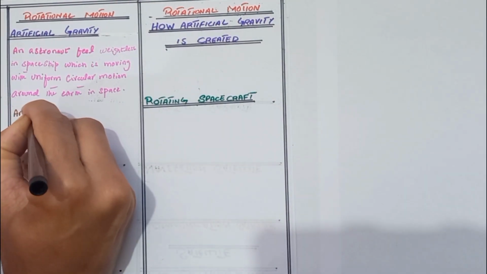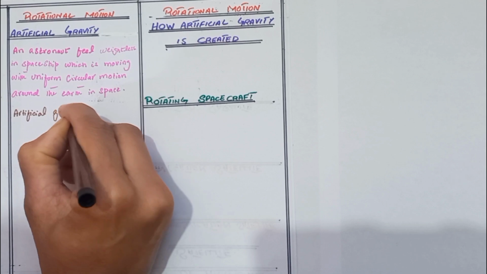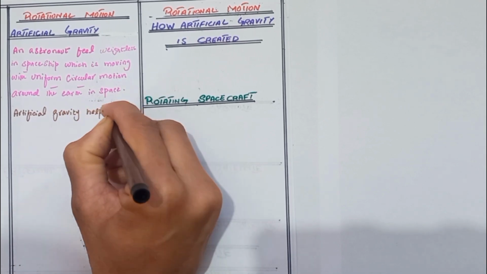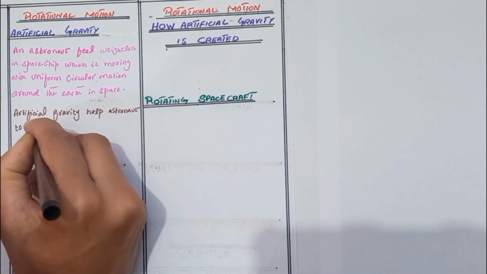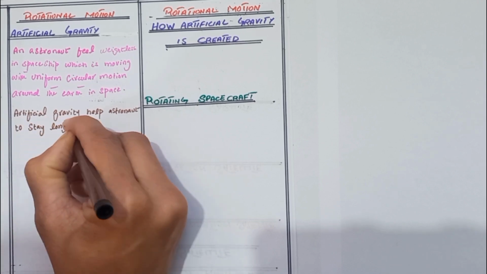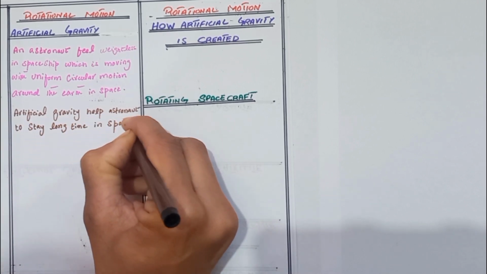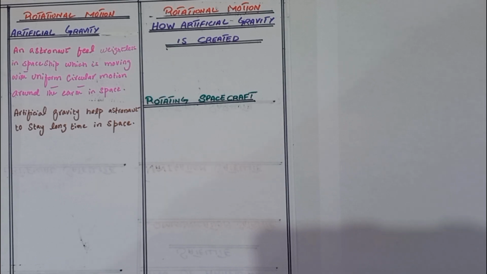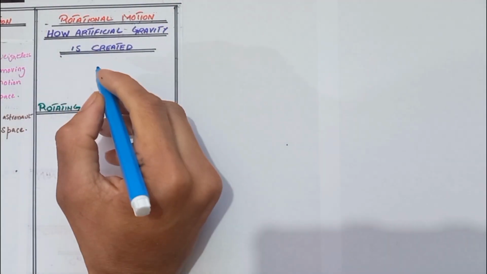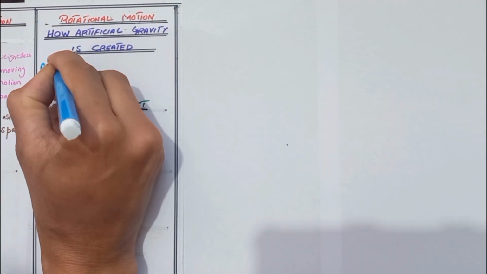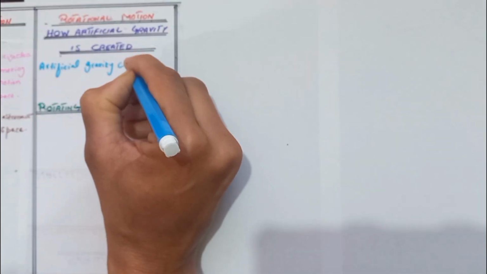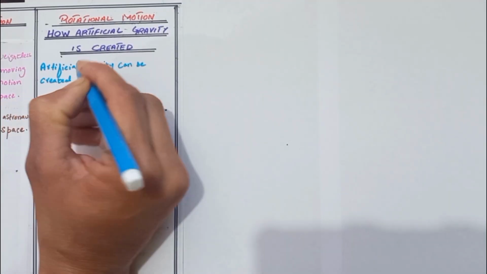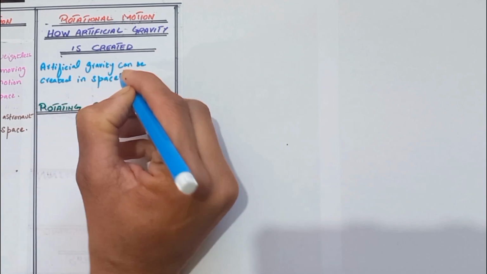Artificial gravity helps astronauts to stay a long time in space. Now we discuss how artificial gravity is created. Artificial gravity can be created in space.